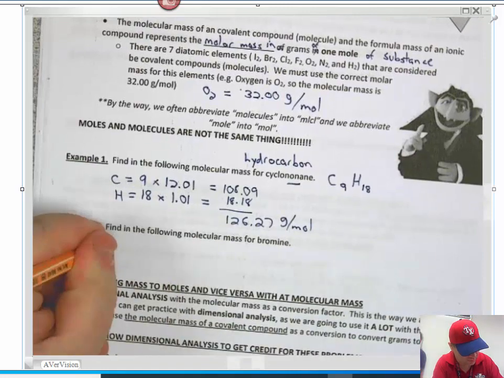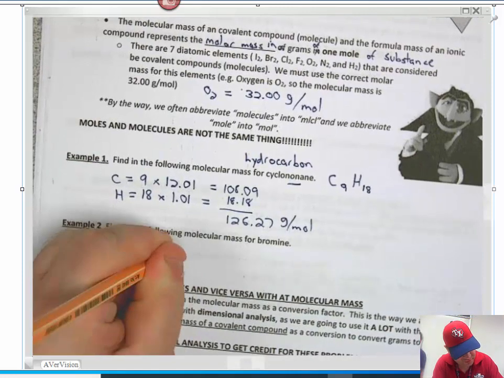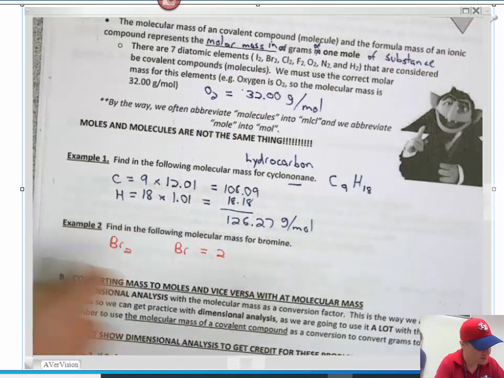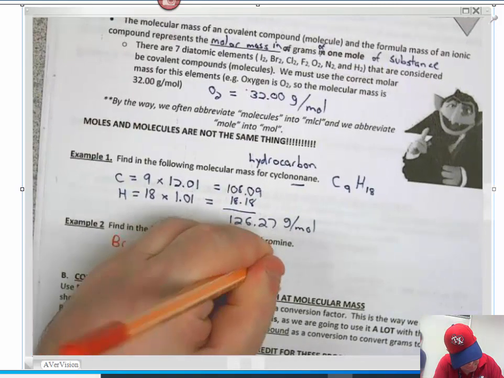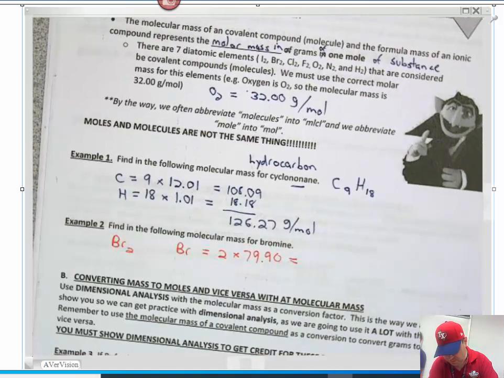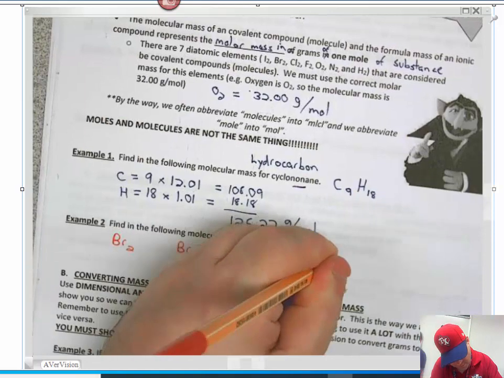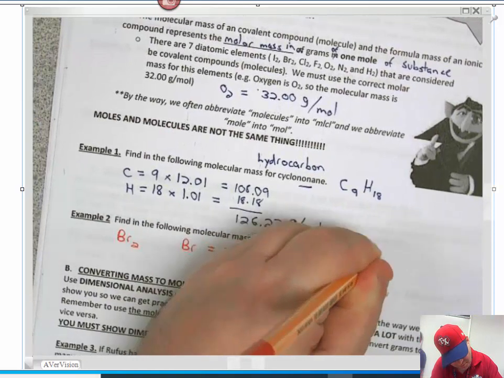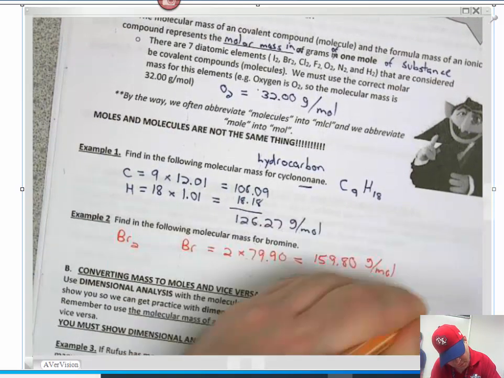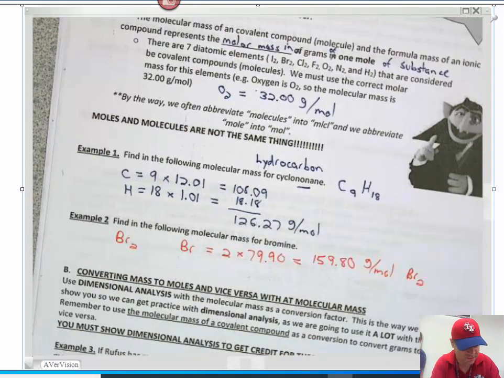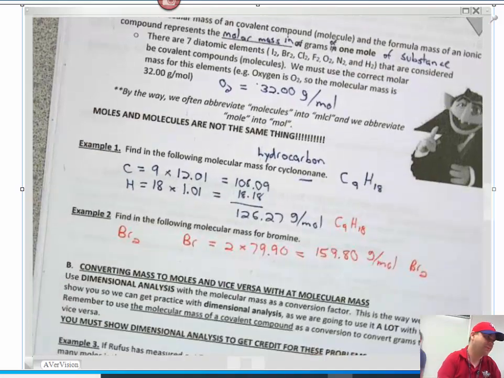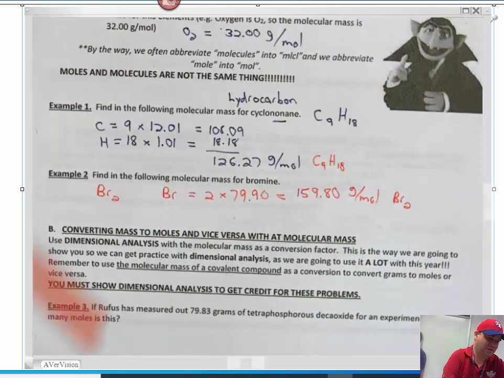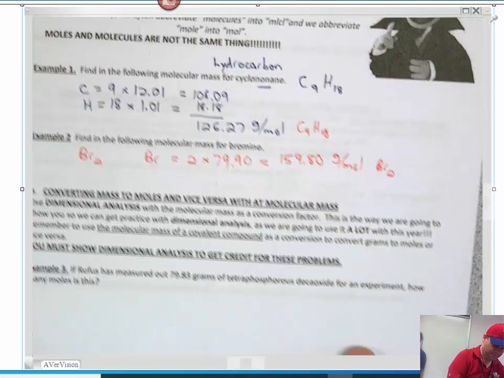Okay, bromine, remember, is Br2. So we have to do 2 times the atomic mass of bromine, which is 79.90. 2 times 79.90 is 159.80 g/mole. That is the molar mass of bromine. And I should probably write the substance after that one too. Okay, so hopefully we remember how to do that.